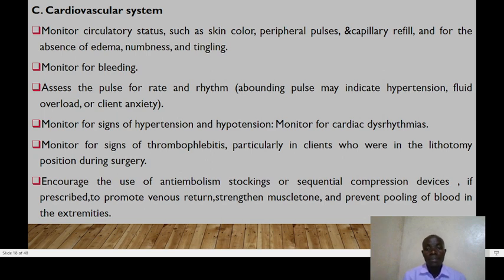Remember, a bounding pulse may indicate hypertension, fluid overload, or client anxiety. You also need to monitor for signs of hypertension, hypotension. Also monitor for the cardiac dysrhythmias. Remember to monitor for the signs of thrombophlebitis, particularly in patients who have been in lithotomy position during surgery.